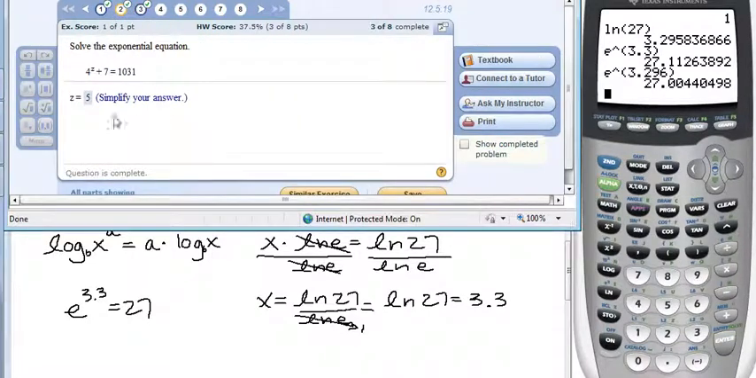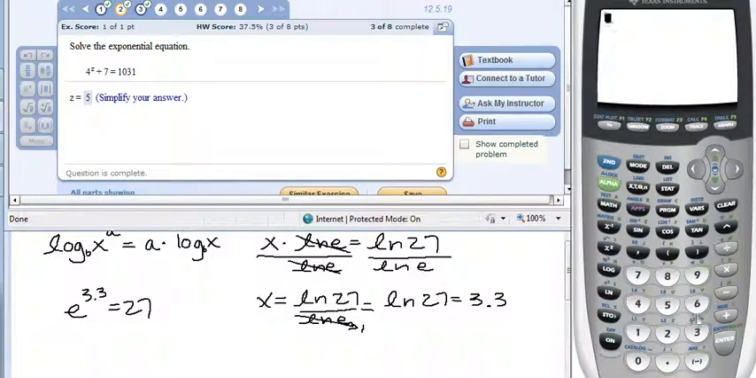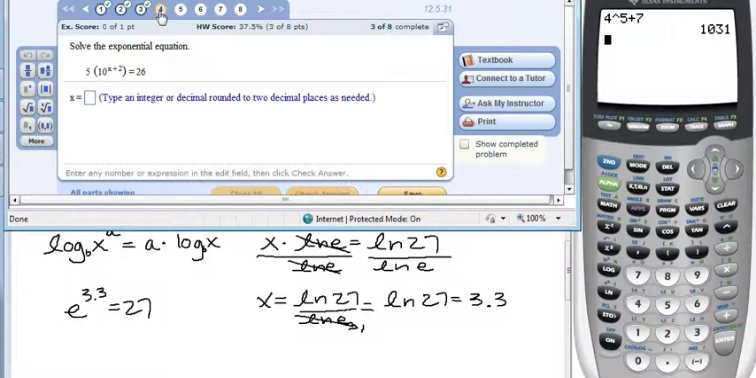I didn't do this one. I didn't check that one. I should probably check that one. So I have 4 raised to the 5th power plus 7. That one works. All right.